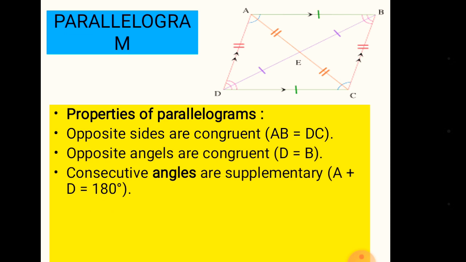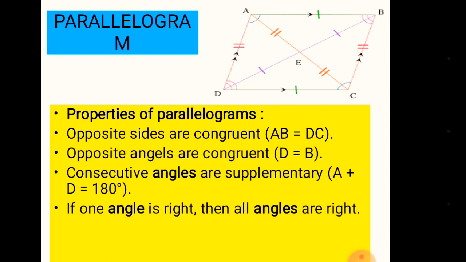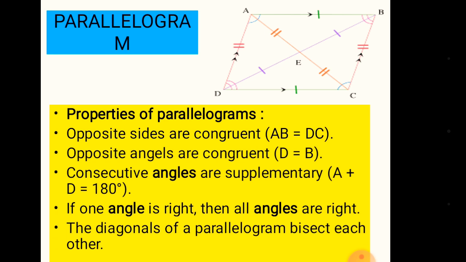Also, consecutive angles are supplementary. If you add adjacent angles, for example, if you add D plus C, the total is 180 degrees. Angle A plus D are also consecutive angles, so the total is 180. If you add any two consecutive angles, the total will always be 180 degrees. If one angle is right, then all angles are right. The diagonals of a parallelogram bisect each other.